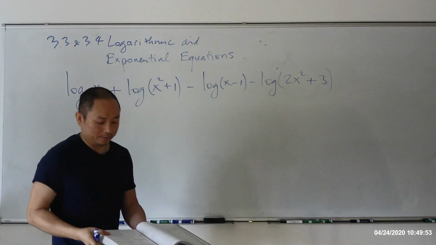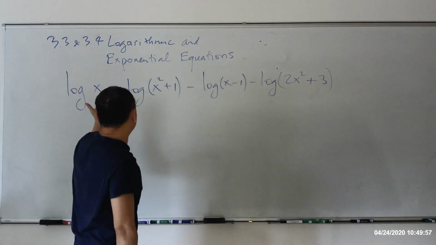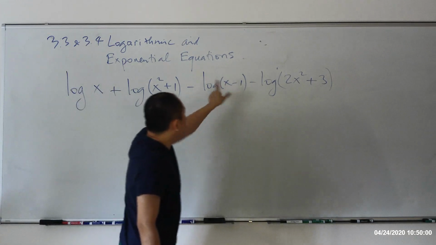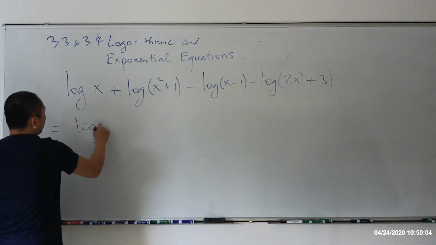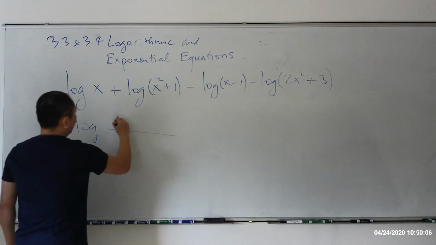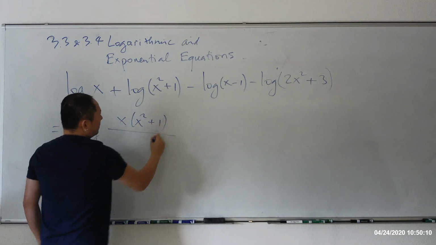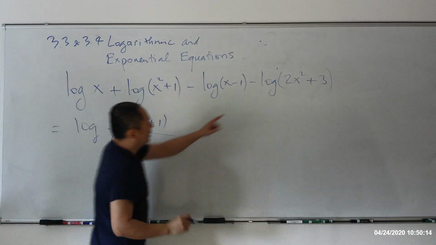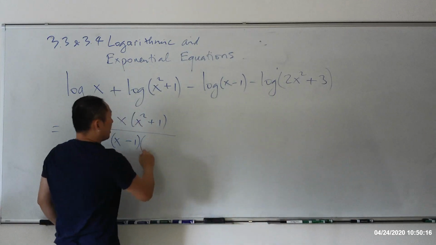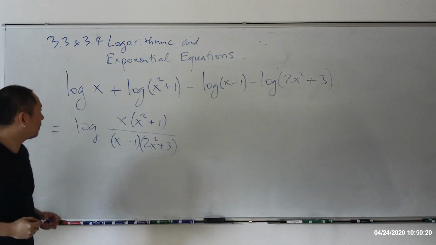Alright, put together. Now we see the plus sign, bring it together, inside becomes the numerator, minus in the denominator. So this is equal to log, this is plus, right? So it's x on top, plus x squared plus 1, minus, so it's going to be in the denominator, x minus 1, minus again, the other one on the denominator, so 2x squared plus 3. Done.